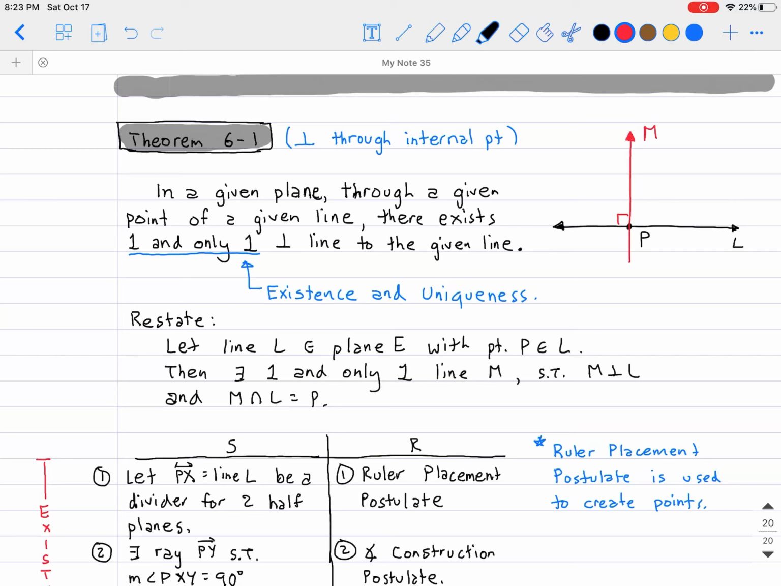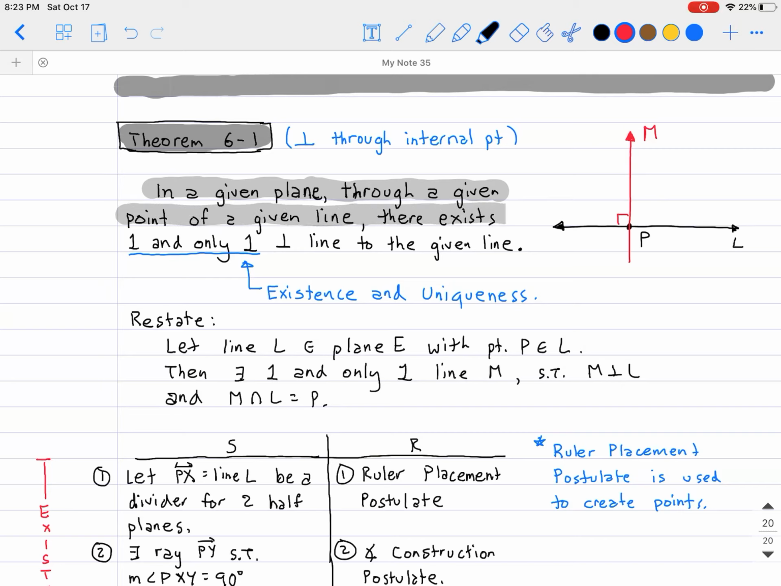The first thing that we're going to look at is called Theorem 6-1. Since it doesn't really have a name, you can suspect that you're probably going to see this maybe 3 or 4 times later on, because this is a proof that we're going to use to prove something that is more important.